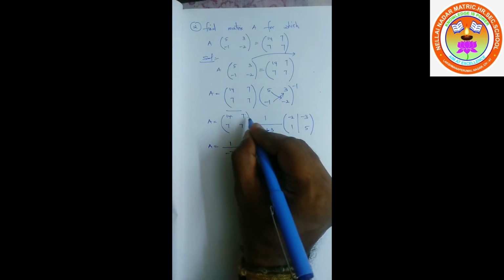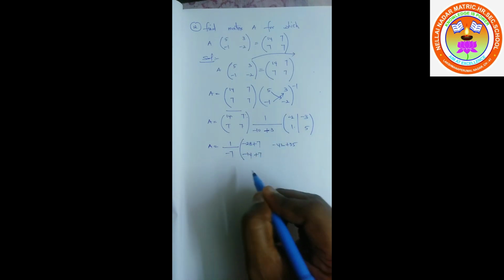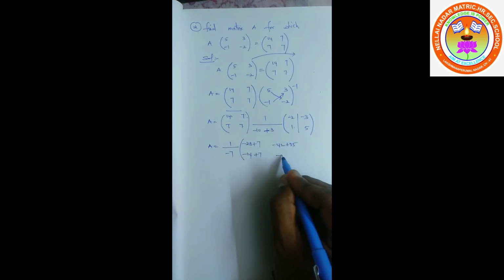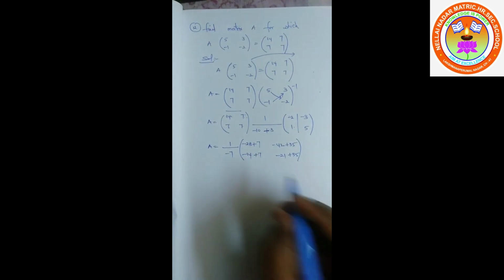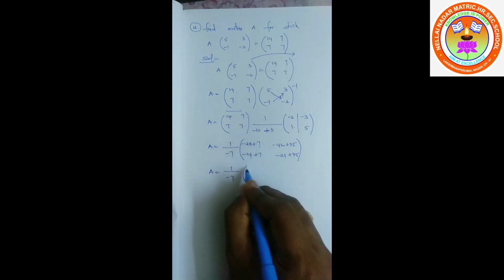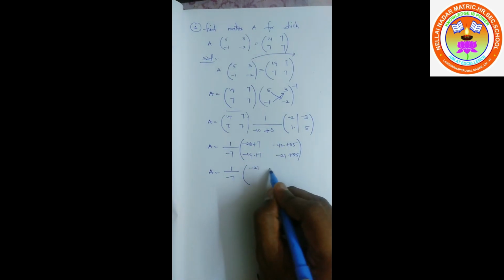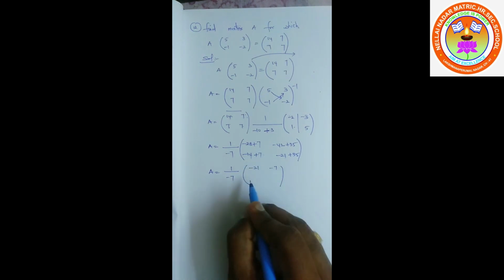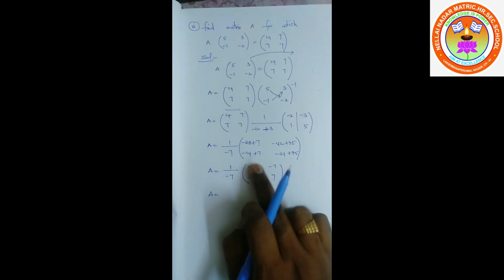Next, 14 into 3 is minus 42. 7 5s are 35. 7 into 2 is minus 14. 7 into 1 is 7. 7 3s are minus 21. 7 5s are 35. So A is equal to 1 divided by minus 7 into: minus 28 plus 7 which gives us minus 21, minus 42 plus 35 which gives us minus 7, minus 14 plus 7 gives us minus 7, minus 21 plus 35 gives us plus 7.